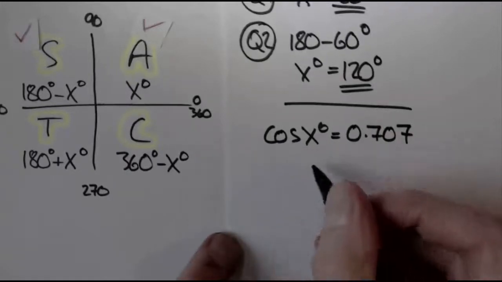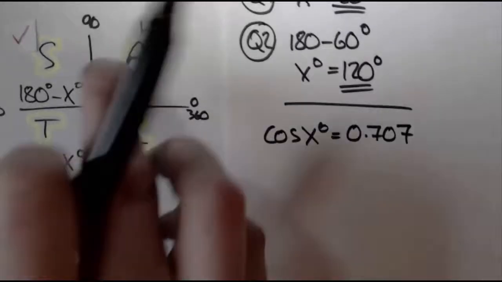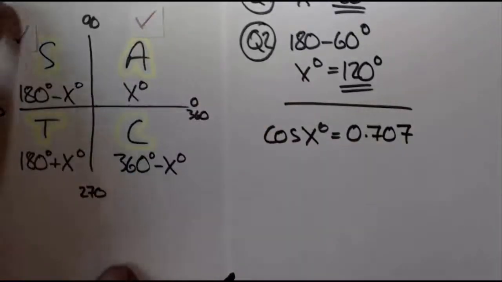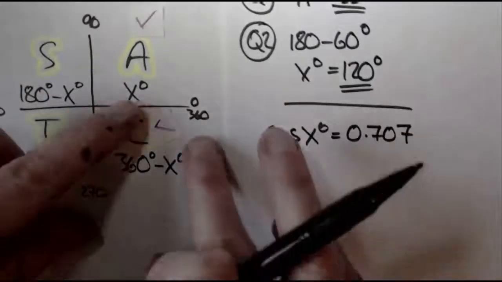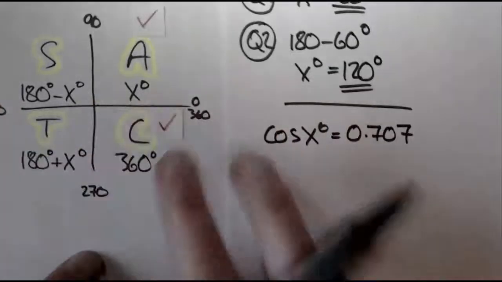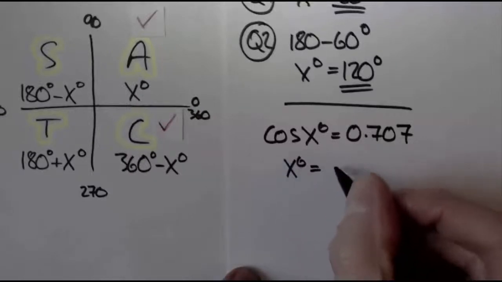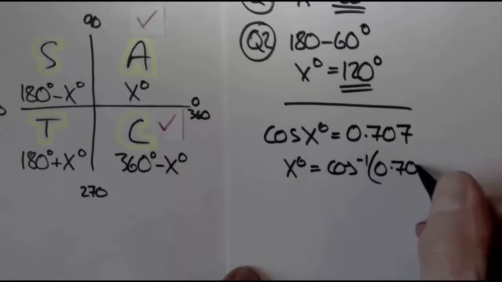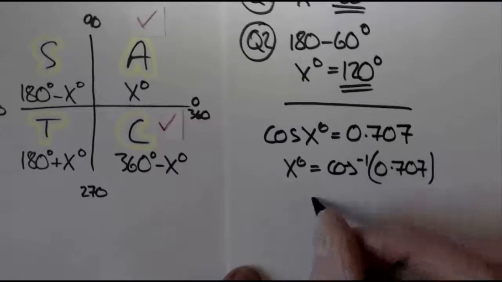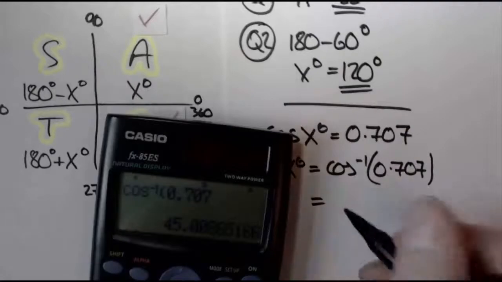So we have to think, well, it's positive, no negative there, so we know that every single function is positive in the first quadrant. Cos is also positive in the fourth quadrant. It's always good to draw your wee diagram. It doesn't need to be as complex as this one, and just tick the areas. So we'll find out what x is by taking the inverse cos of 0.707, which is 45 degrees.